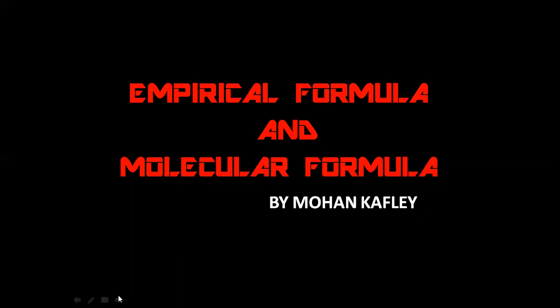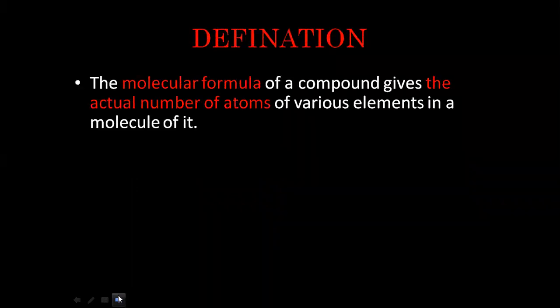So first, let us try to see the definition of empirical and molecular formula. The molecular formula of a compound gives the actual number of atoms of various elements in a molecule of it. So when we say molecular formula, it gives us the actual number of atoms that a molecule of that particular substance contains.